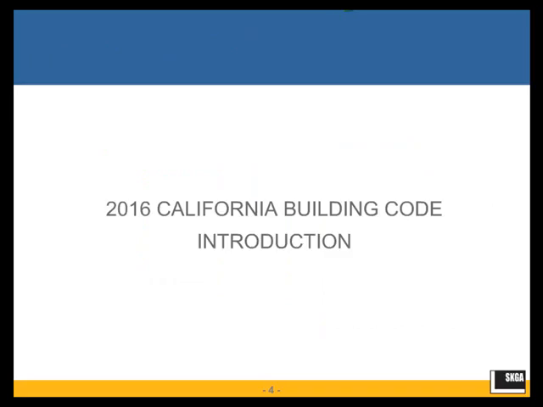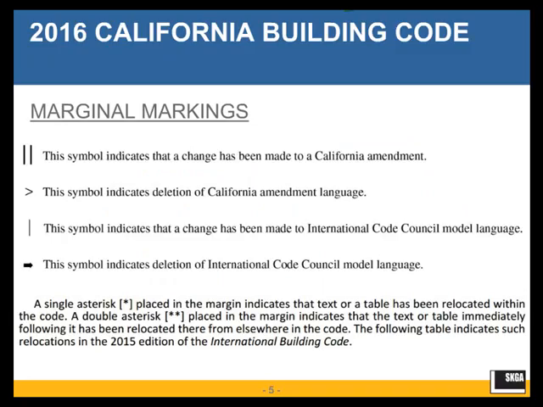So let's start real briefly with how to look at the California Building Code and know what is different and what the changes mean. In the beginning of each of the volumes, they have these marginal marking indicators. If you're looking through the code section and you see a double line, that indicates that a change has been made to a California amendment. When there's this symbol, it indicates that a deletion has been made to the California amendment.